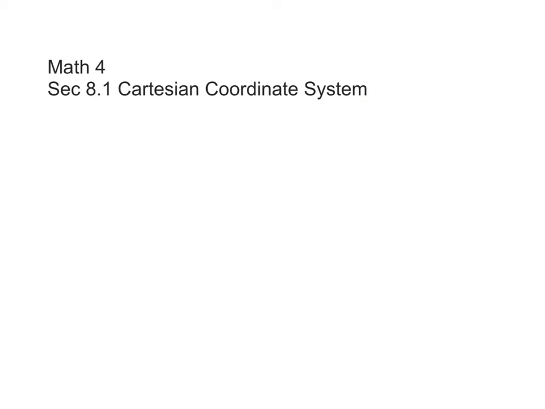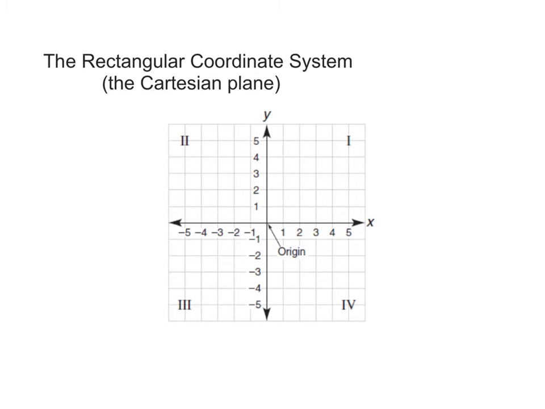This lesson is about the Cartesian coordinate system, more specifically how to plot points and lines. This may look familiar to you. It's the rectangular coordinate system that we use, or more specifically, the Cartesian plane.